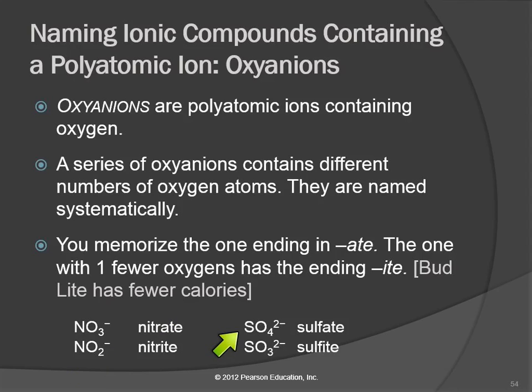Here's sulfate and sulfite. By changing the ate to ite, the light version, we just reduce the number of oxygens by 1. So the light version has one less oxygen than your regular ate version. Okay?